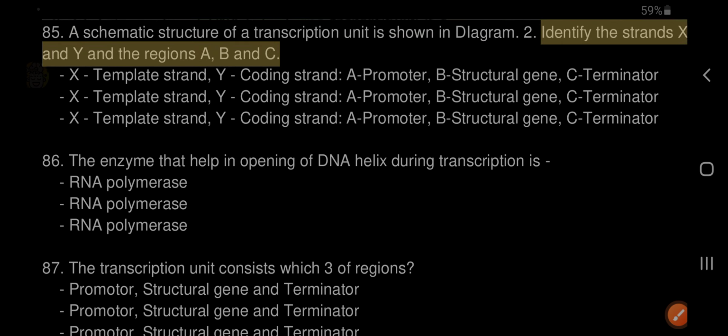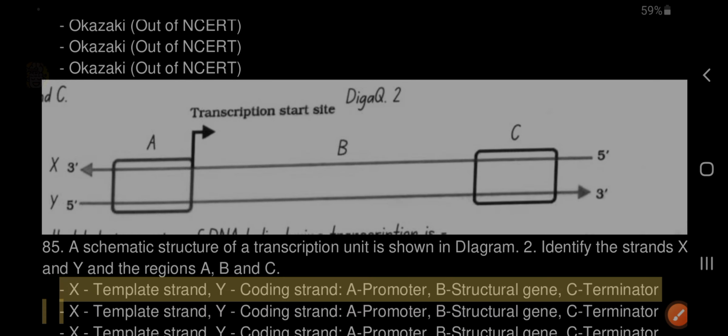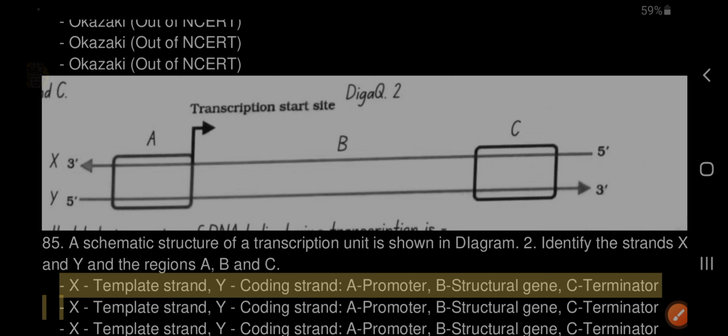Identify the strands X and Y in the regions A, B and C. X, template strand; Y, coding strand; A, promoter; B, structural gene; C, terminator.